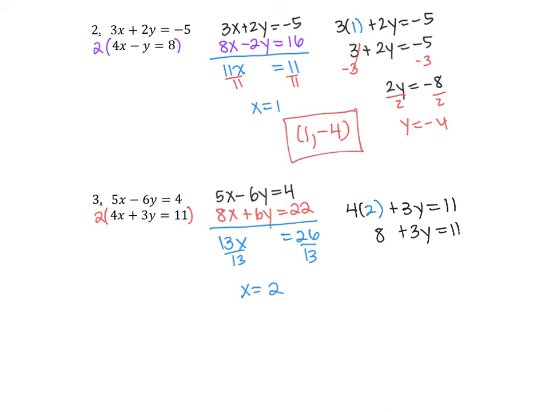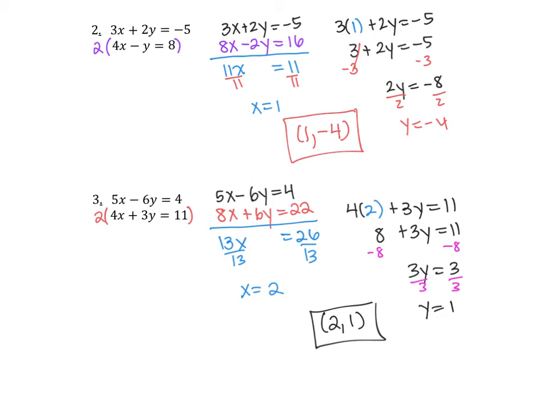Okay, now I'm going to solve this. It's a two-step equation. Minus the 8. I get y is 1, and then I'm going to write my answer as an ordered pair. The x is first, the y is second. So 2, 1.